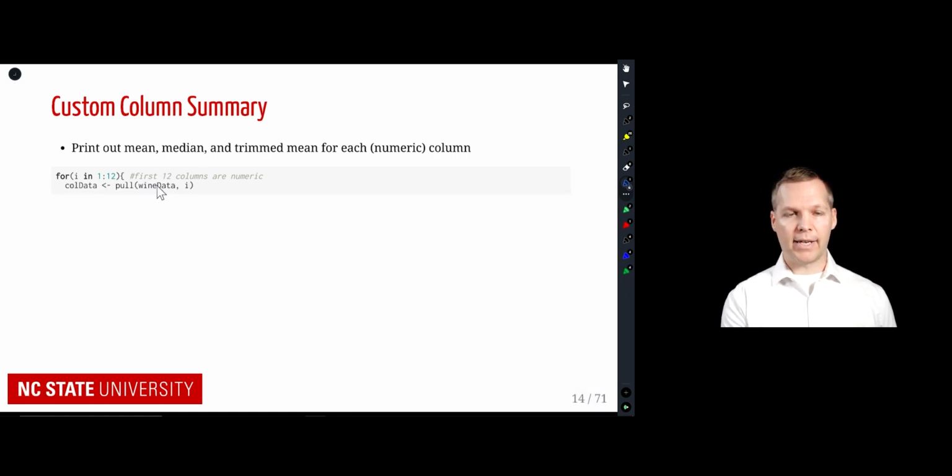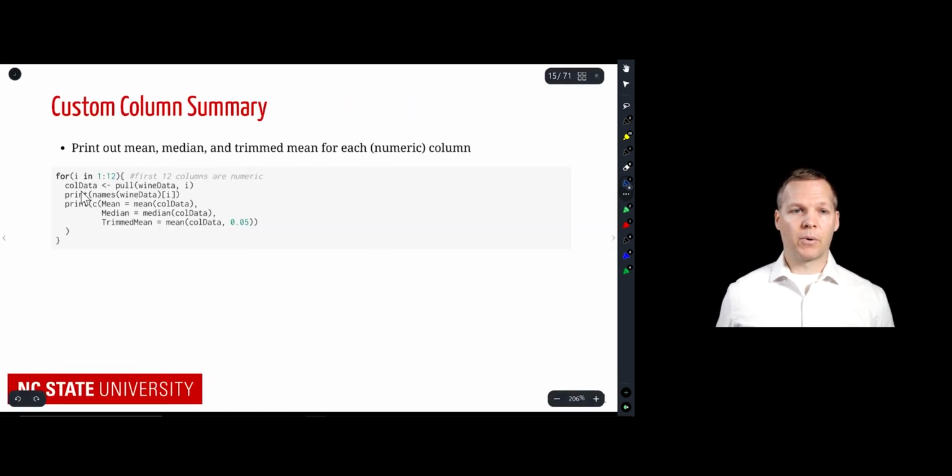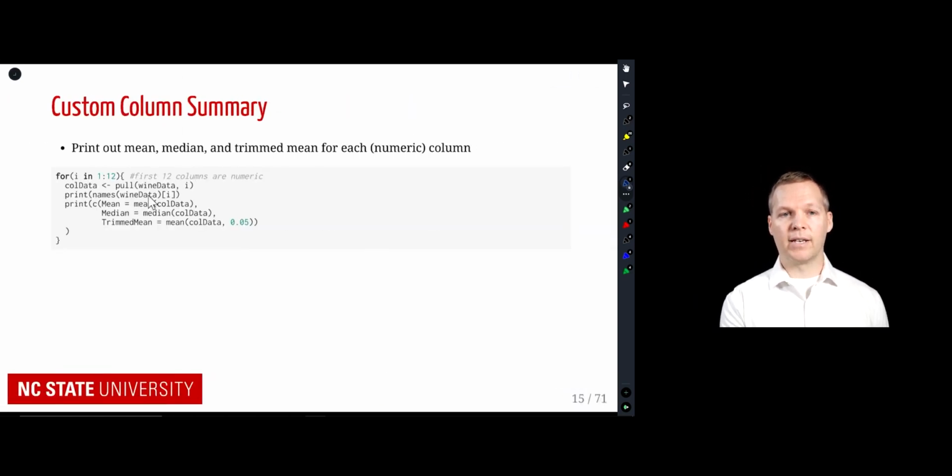What we're going to do is at each iteration here, we're going to pull out a particular column. Remember that the pull function comes from dplyr, and it's going to say, I'm going to grab just a certain column and return it as a vector. So it's going to pull from the wine data the ith column. So when i is 1, it's going to grab the first column. And we're going to store that in an object called colData. Then what we're going to do is we're going to go ahead and print out the name associated with that. So I'm going to do the same thing we did with the iris data set. We'll do names of wine data, bracket i. So the first column name will get printed out. And then I'm going to also print out the mean, median, and trim mean of that column of data that we pulled out.